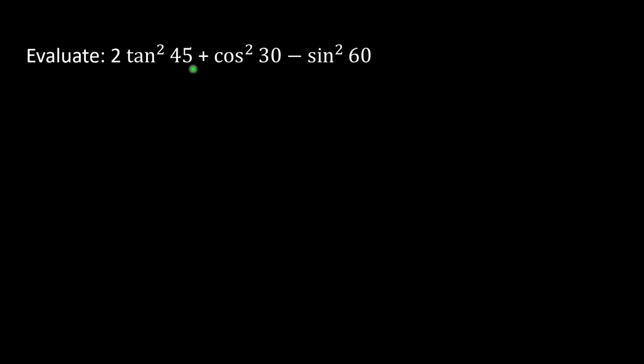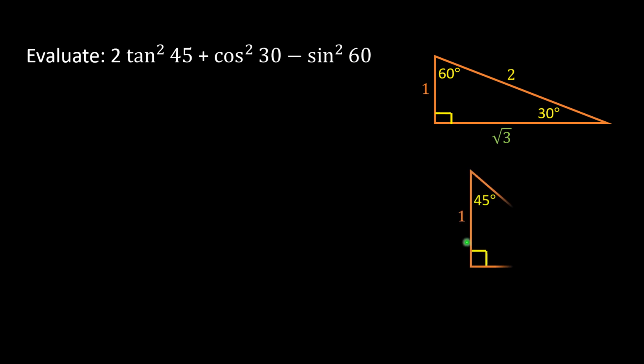Evaluate 2 tan square 45 plus cos square 30 minus sin square 60. We will use shortcut method to evaluate this expression. We have 30 degree, 60 degree, 90 degree right triangle. We write side opposite 30 degrees 1, side opposite to 60 degrees root 3 and hypotenuse 2. With the help of these three sides, we will write trigonometric values of cos 30 and sine 60. We have a 45 degree, 45 degree, 90 degree right triangle with two equal sides, one each, and the hypotenuse root 2. With the help of these three sides, we can find the value of tan 45.